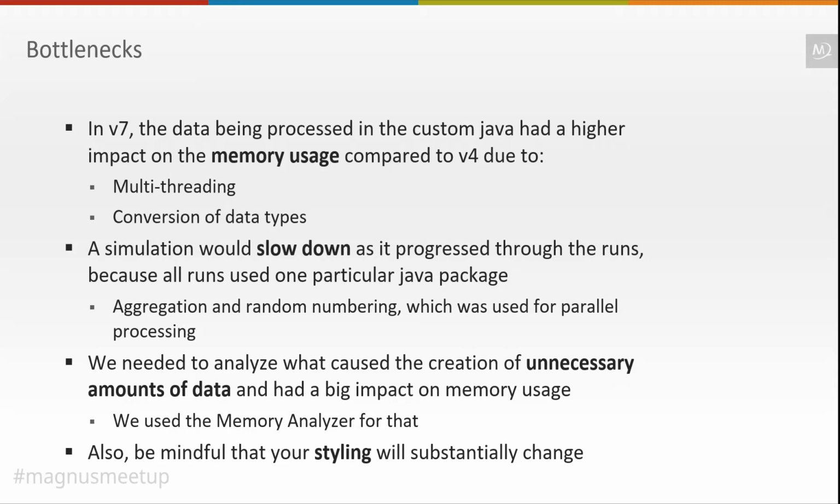So we needed to figure out what was happening and how we could get behind the cause of this, because we saw that a lot of unnecessary amounts of data was being created, and this had a big impact on memory usage. So we use a tool for that. I think the full name is Eclipse Memory Analyzer. With that tool, you can analyze your heap dumps and see what's really going on in the Java.